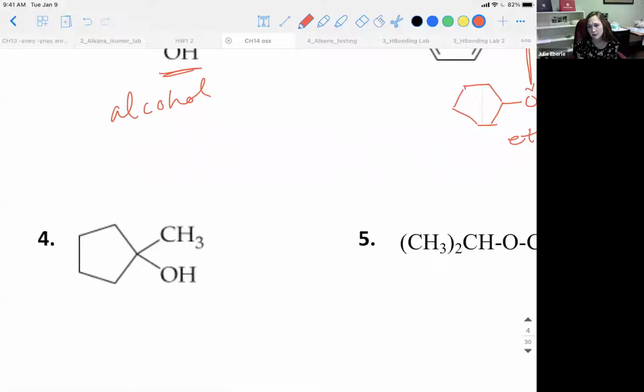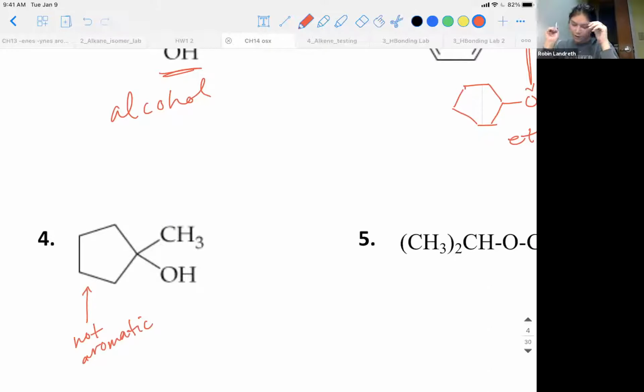We have a ring structure, but is it aromatic? Would it be alcohol? Correct. So this is not aromatic. It is cyclic, it is a ring structure, but it doesn't have alternating double single bonds. So it's not an aromatic.